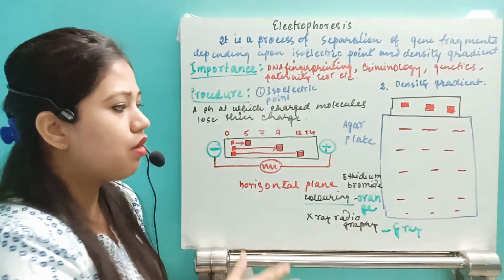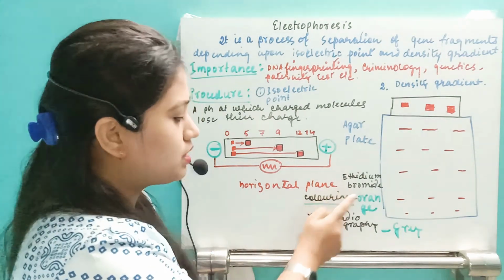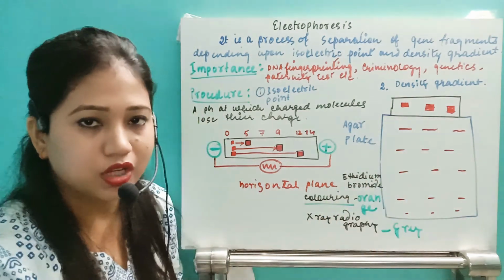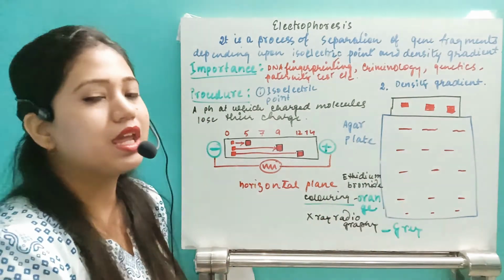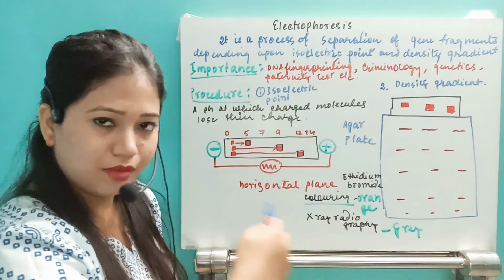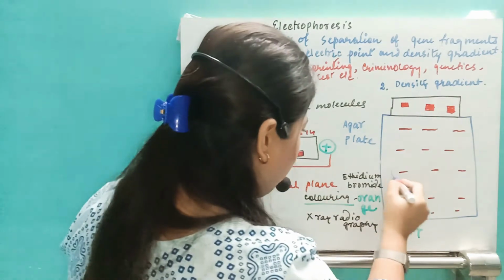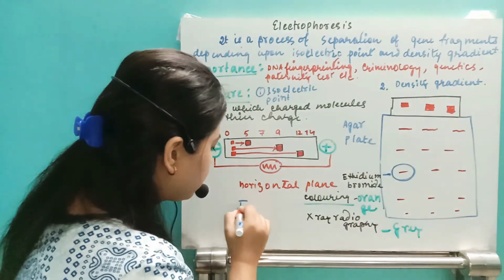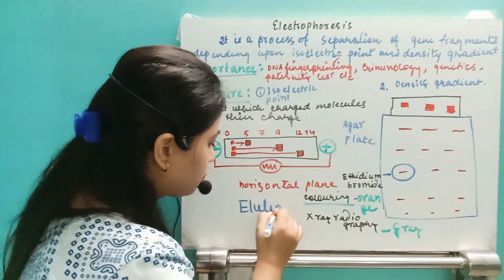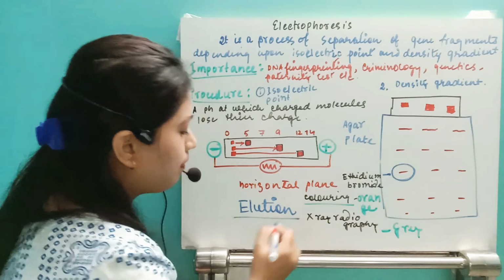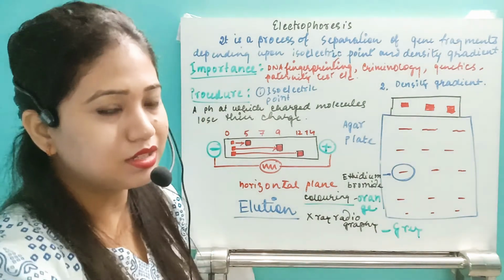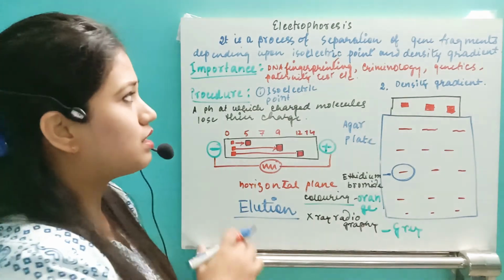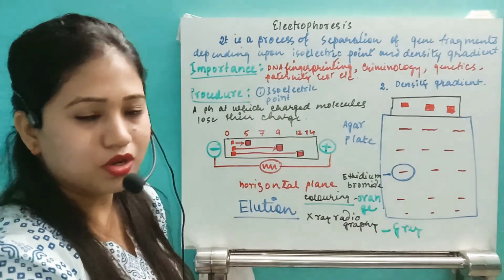So suppose we have added ethidium bromide, then after that one color is developed, that color is orange. Now after that we can separate it out with the help of a scoop, and that process of scooping the gene fragment from this gel is known as the elution process. By this we can separate the gene fragment from the gel plate, right? So this is the complete electrophoresis process.